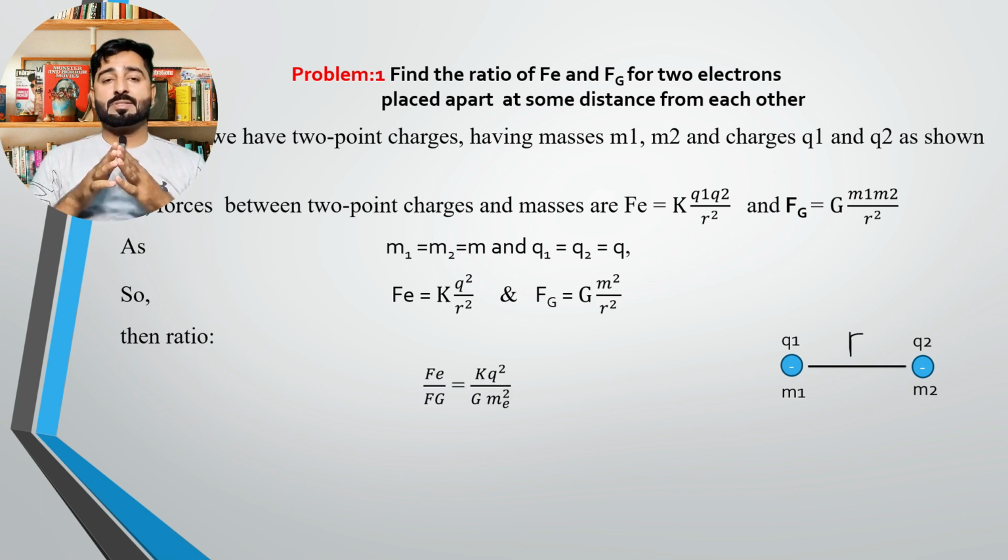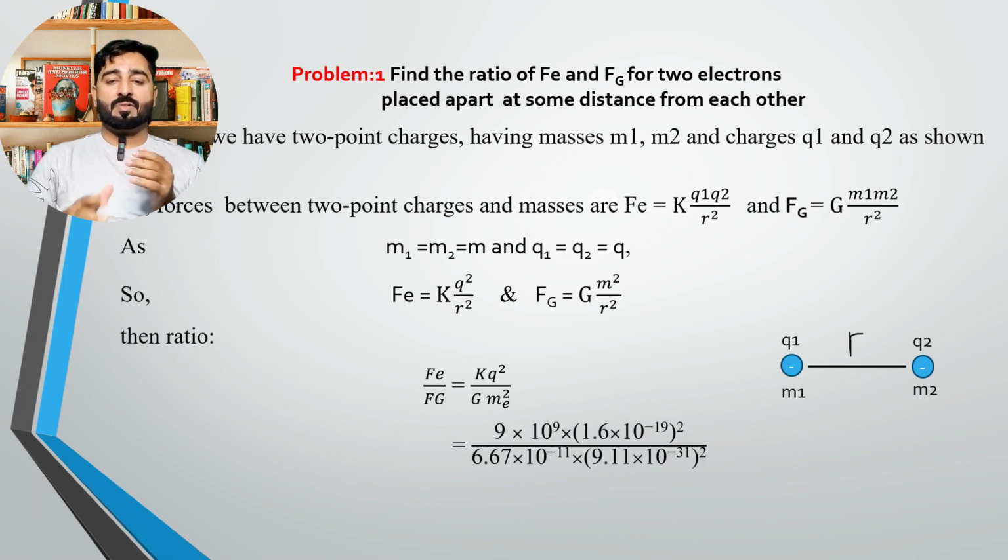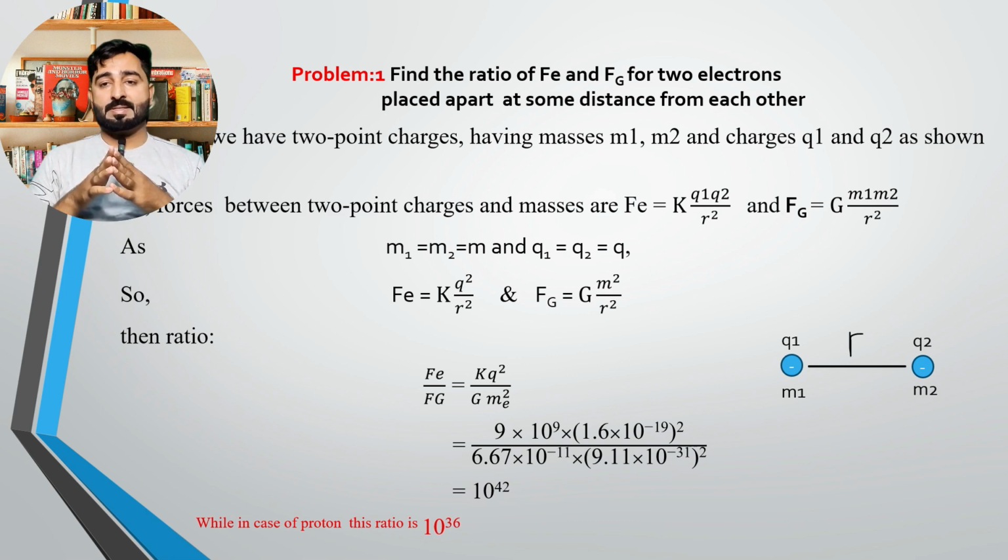K is the proportionality constant in case of Coulomb's law, q is the charge of the electron, G is the gravitational constant in case of the gravitational law, and me is the mass of the electron. Then putting the values of these constants, our relation will give the final result of 10 raised to power 42, which shows the electrostatic force is 10 raised to power 42 times stronger than the gravitational force. We can also solve it for the proton, which will result in 10 raised to 36.